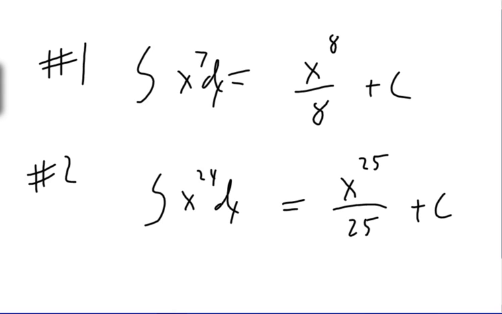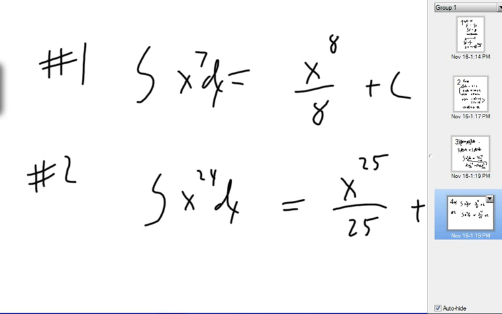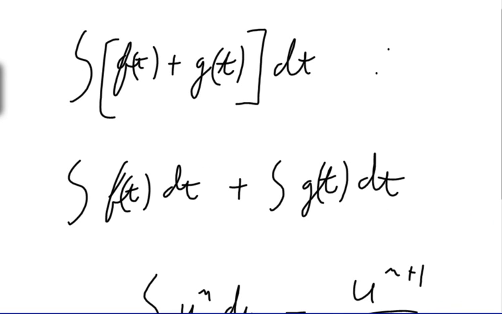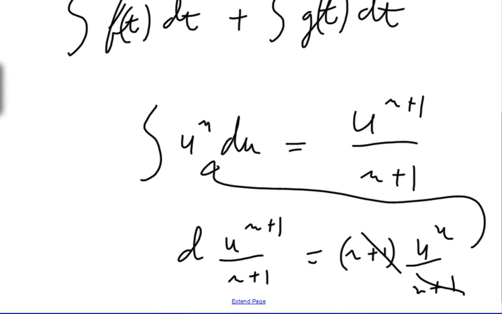Explain how you got that. I added 1 to the 24 to get a 25. I divided by the 25, and then I said plus c because I have to have a constant of integration. Because the rule says I add 1 to the exponent and divide by the new exponent.